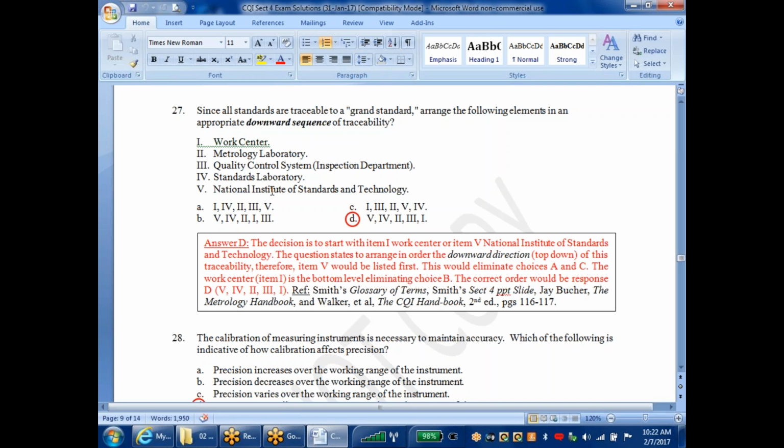And certainly in this hierarchy, Work Center is at the lowest sequence. So that's item 1. So you'd look back down to B and D, and D is the only one that satisfies these requirements. You don't have to look through every one of these. Pick out which is the most important or the highest level, depending on how the question is, and the lowest, and you got your answer typically.